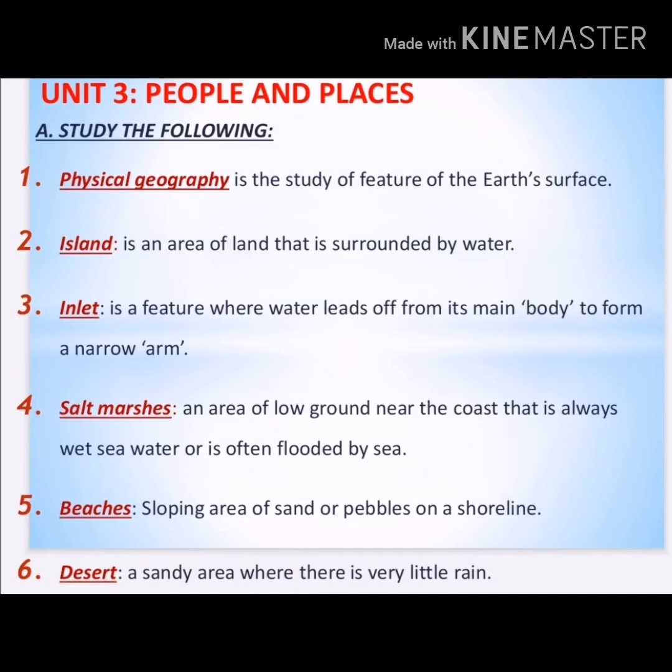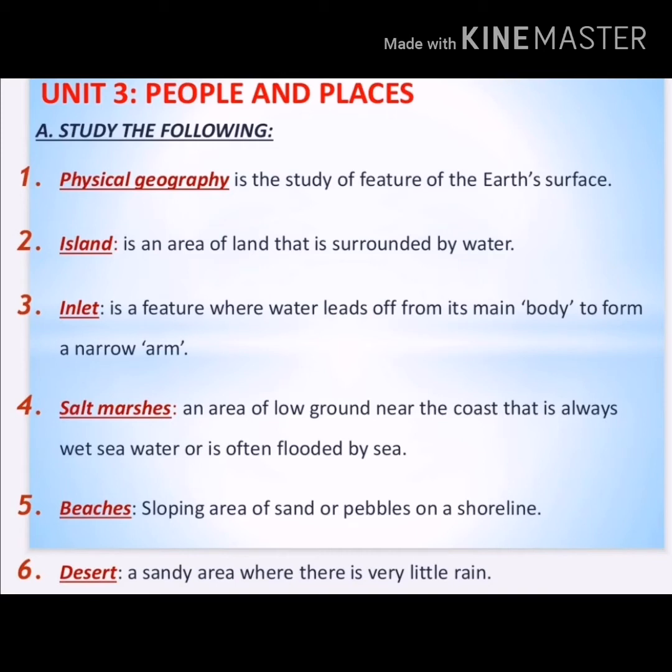Number 2, we have island. An island is an area of land that is surrounded by water. Number 3, we have inlet. An inlet is a feature where water leads off from the main body to form a narrow arm.